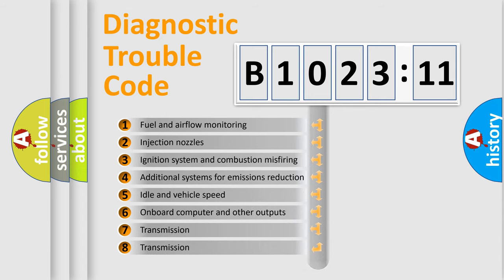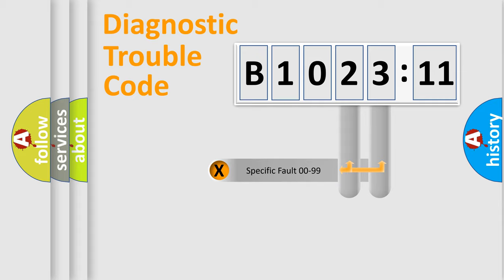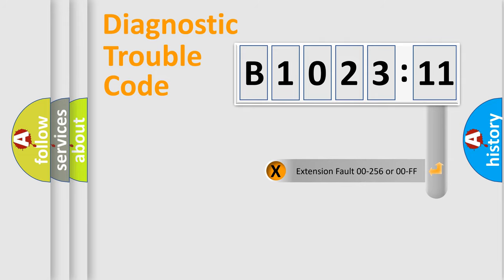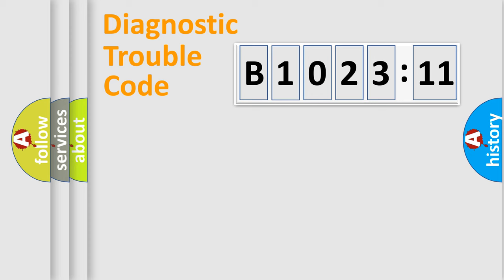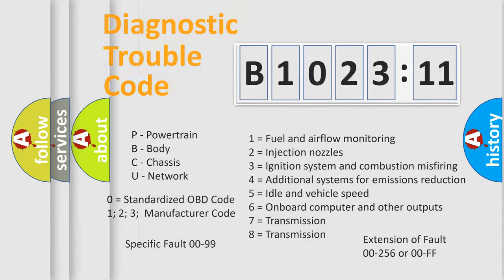In the case of numbers 1, 2, 3, it is a more prestigious expression of the car-specific error. The third character specifies a subset of errors. The distribution shown is valid only for the standardized DTC code. Only the last two characters define the specific fault of the group. The add-on to the error code serves to specify the status in more detail, for example, a short to the ground. Let's not forget that such a division is valid only if the second character of the code is the number zero.